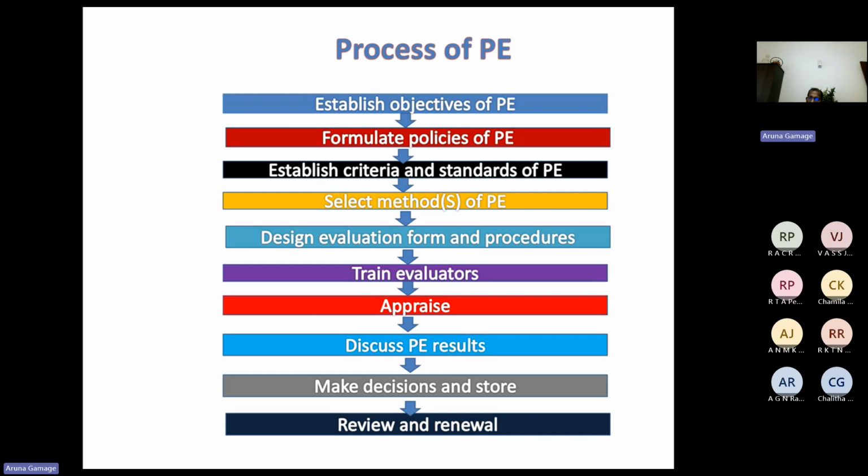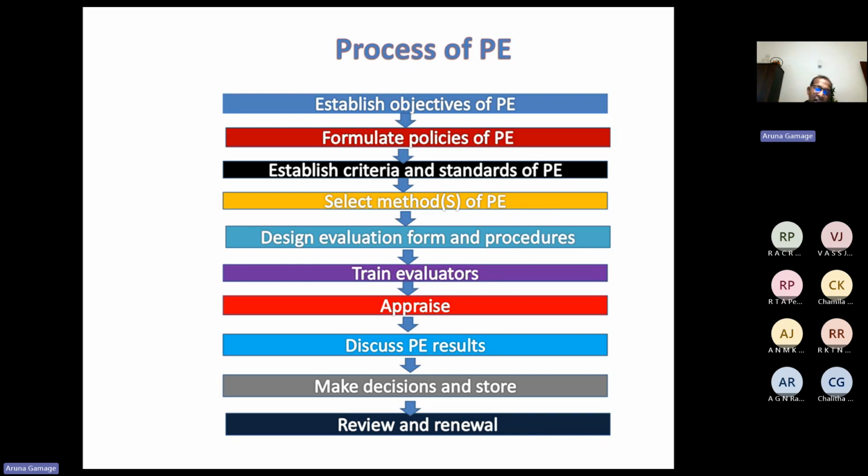The first thing is to establish objectives. There should be objectives. Without objectives, do not do performance evaluation. Performance evaluation incurs a cost, so you have to have an objective. What do you want to achieve by evaluating performance this year? You can't copy the objectives of another organization. They should be your own.